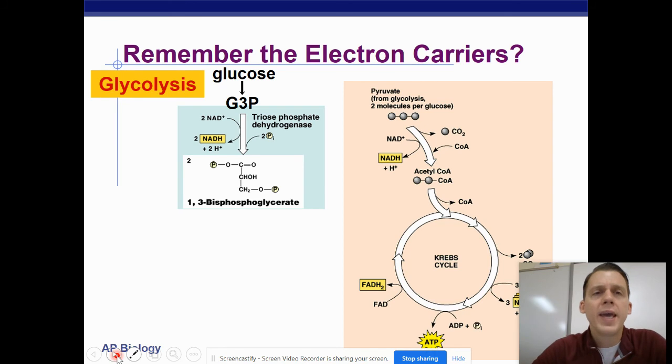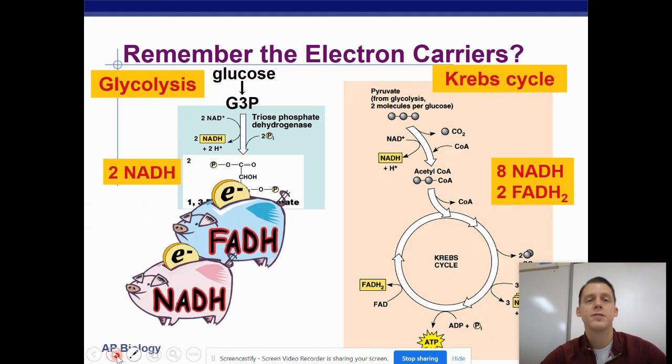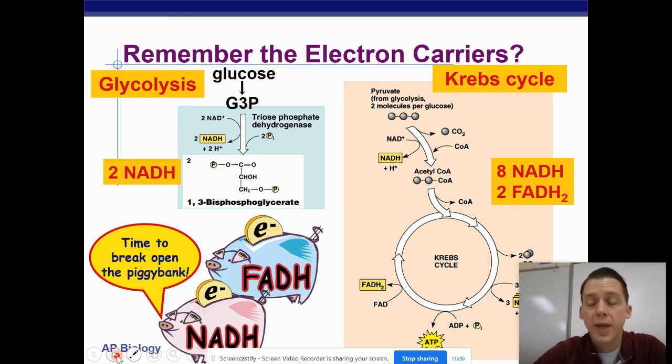So we have all of these electron carriers. Glycolysis gave us 2. The Krebs cycle gave us 10. So we have 12 per glucose. We have 10 NADHs total and 2 FADH2s total. That's quite a bit of energy carrying electrons. So we have the stored energy in the form of electrons that we are going to now cash in. We're going to break open the piggy bank and take what's inside and make it usable.